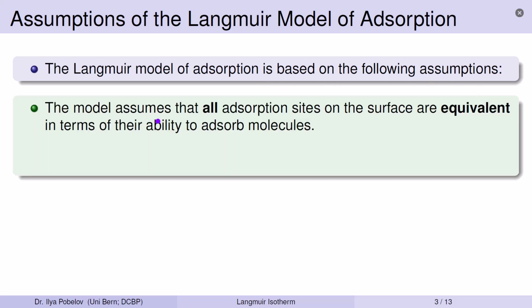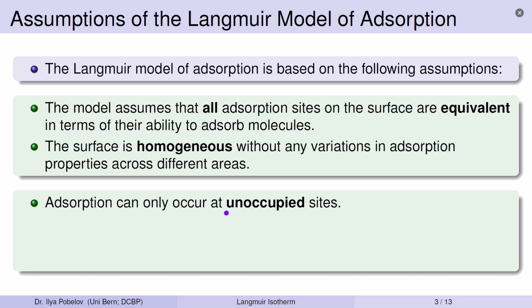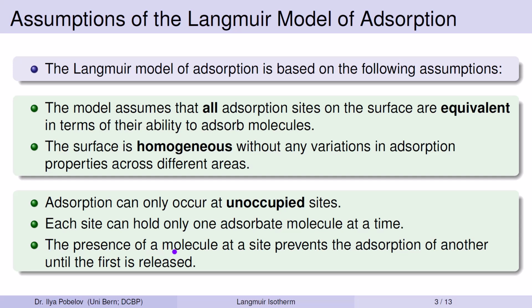The model assumes that all adsorption sites on the surface are equivalent in terms of their ability to adsorb molecules. The surface is homogeneous without any variations in adsorption properties across different areas. Adsorption can only occur at unoccupied sites. Each site can hold only one adsorbate molecule at a time. The presence of a molecule at a site prevents the adsorption of another until the first is released.